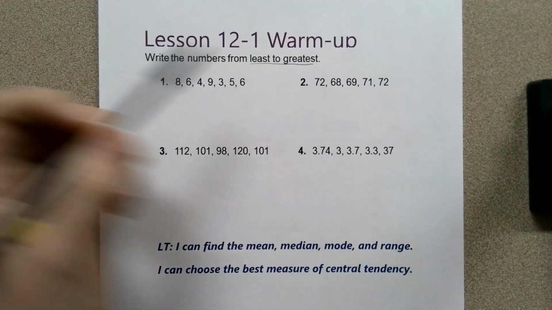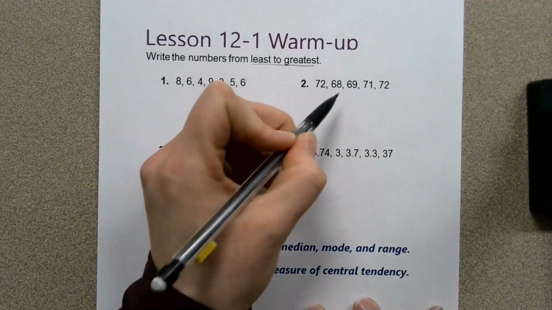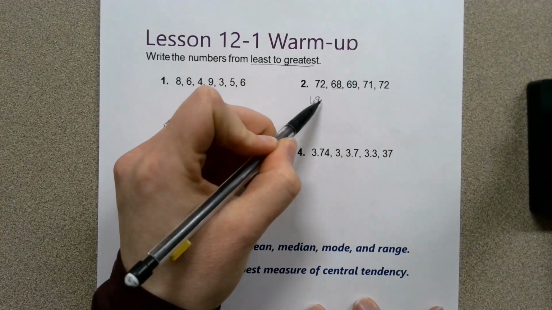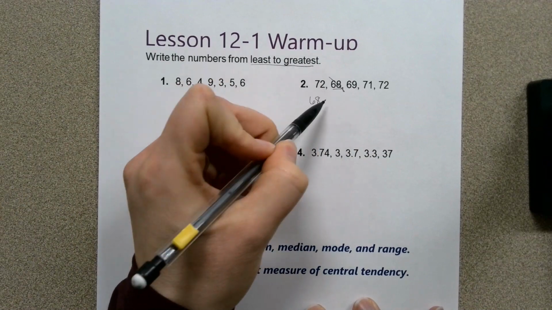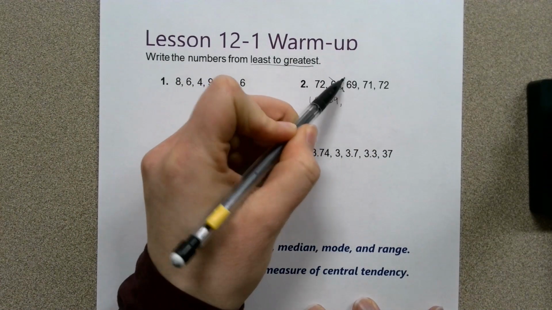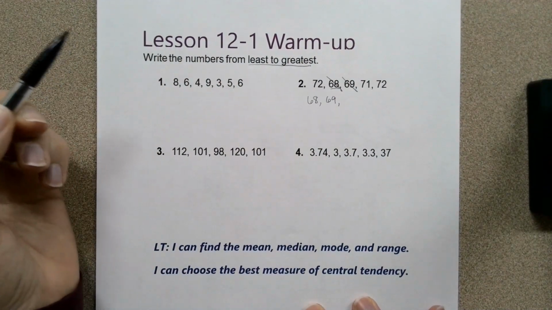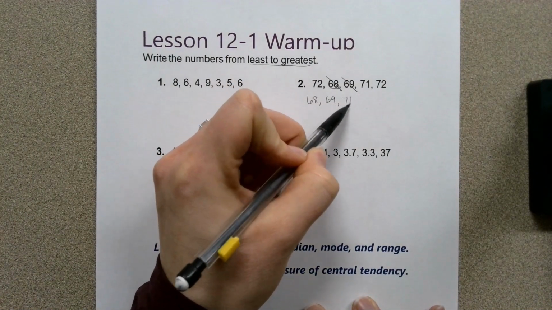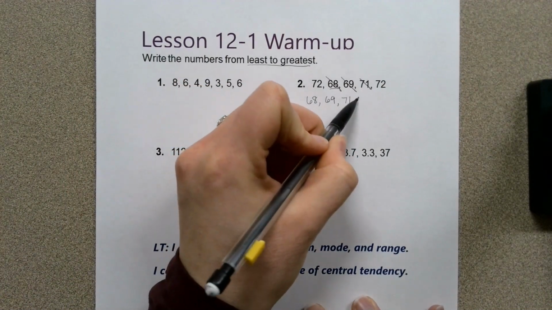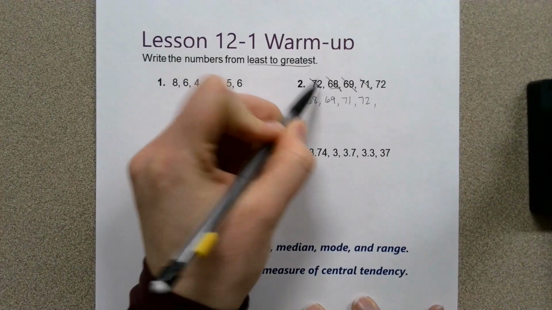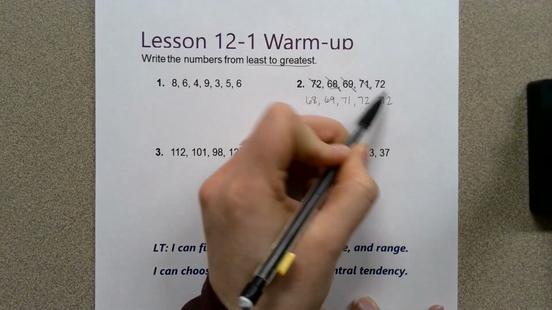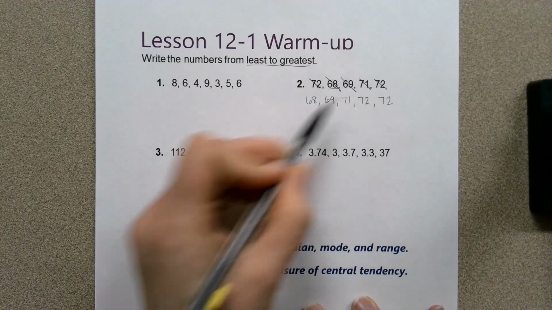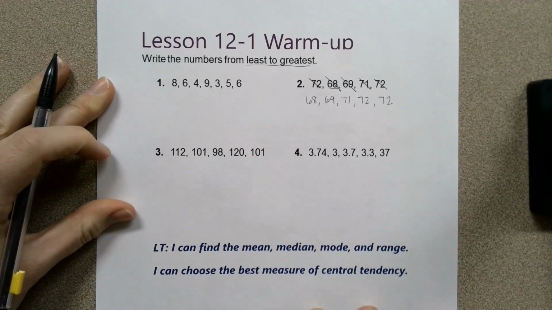So let's just do that for number 2 to start with. 68 is the smallest number. Then it's 69. Notice how I'm crossing them off as I go through so I don't repeat or miss any. Then it's 71. Then 72. Cross it off. And then I have another 72. Again, I want to count them all. I should have 5 numbers, which I do.